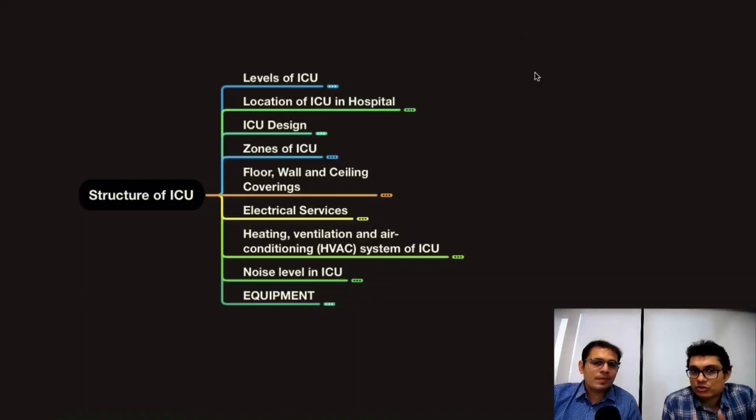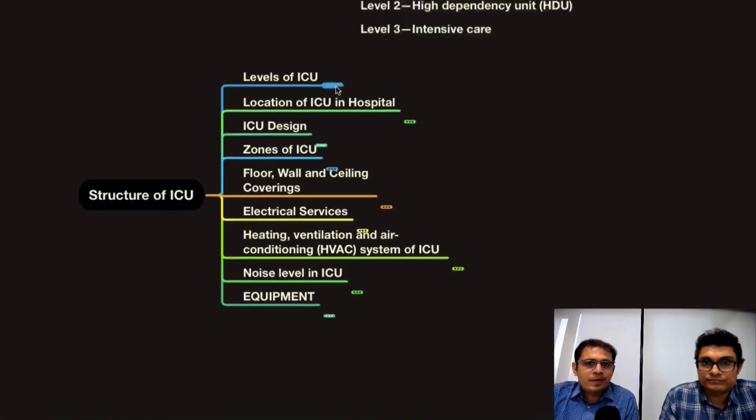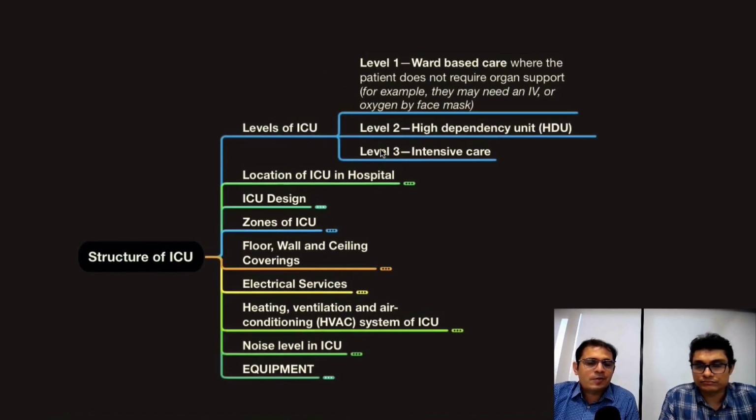Okay. So let's go to the mind map and understand the whole thing in a very structured format. What are the levels of ICU? The first level is your ward in which you give ICU care. For example, if it requires an IV set or oxygen by face mask or some basic management, that is called level 1.